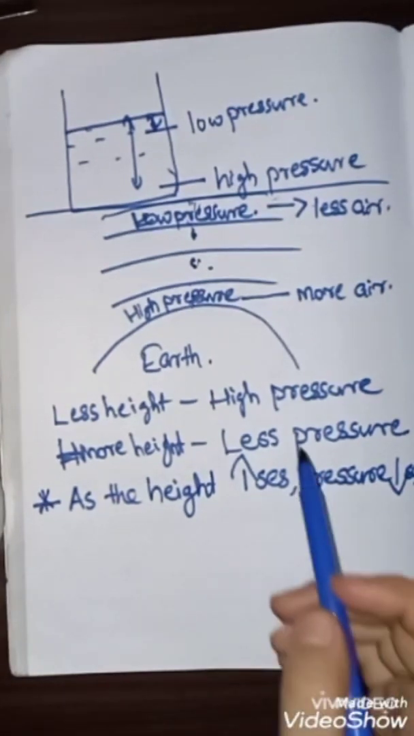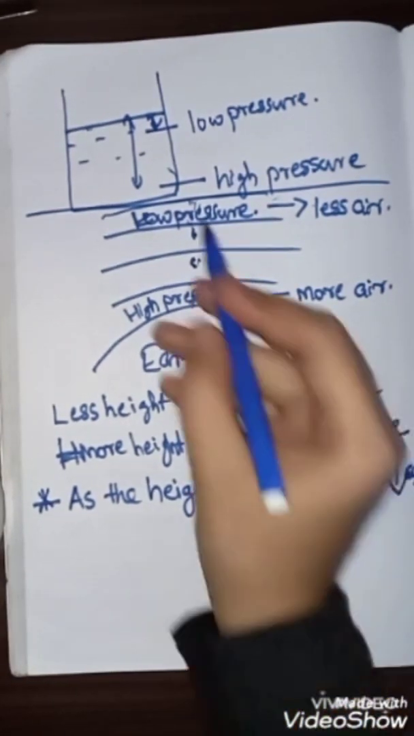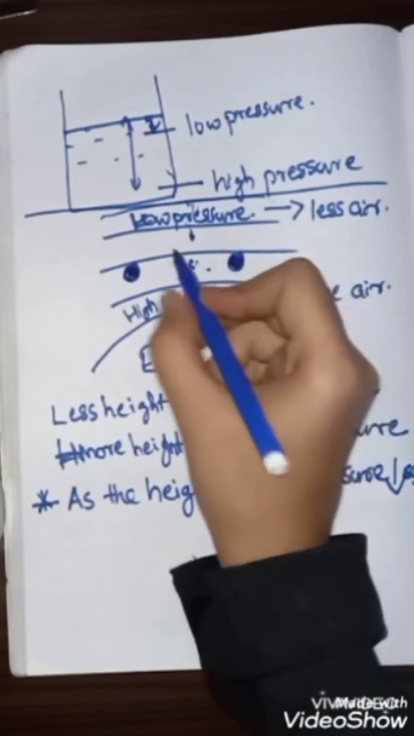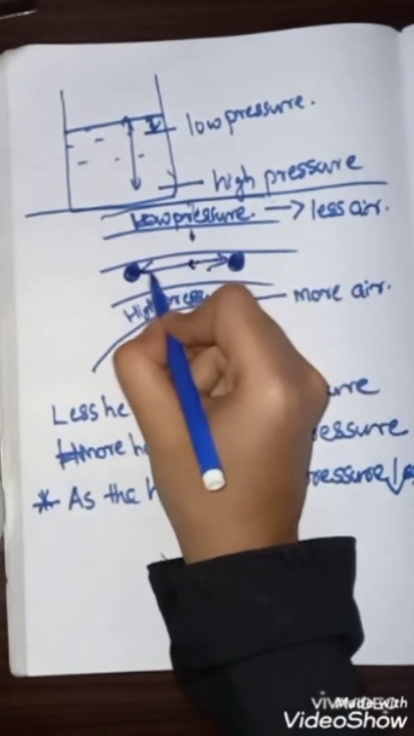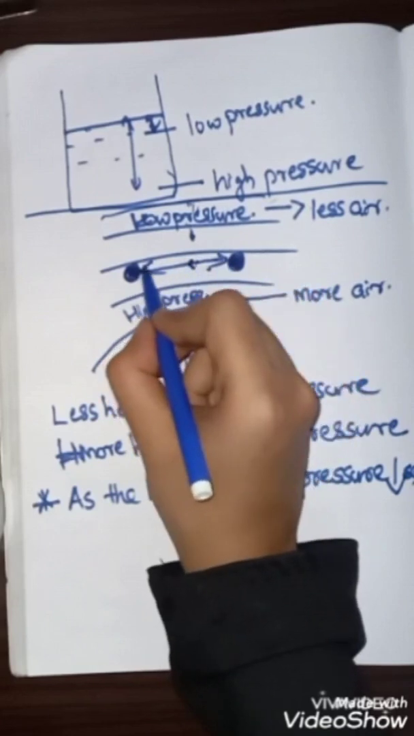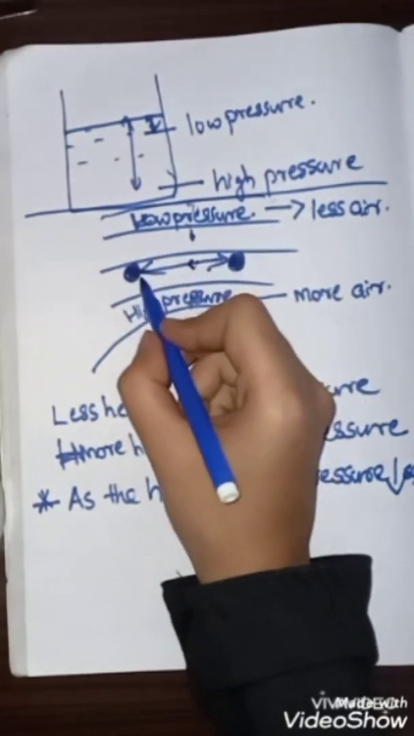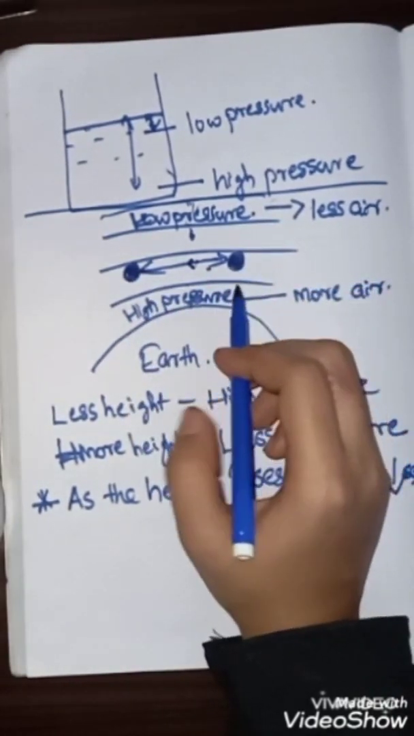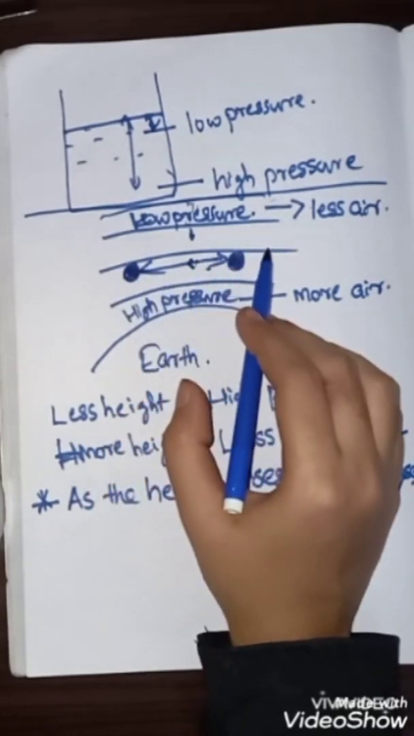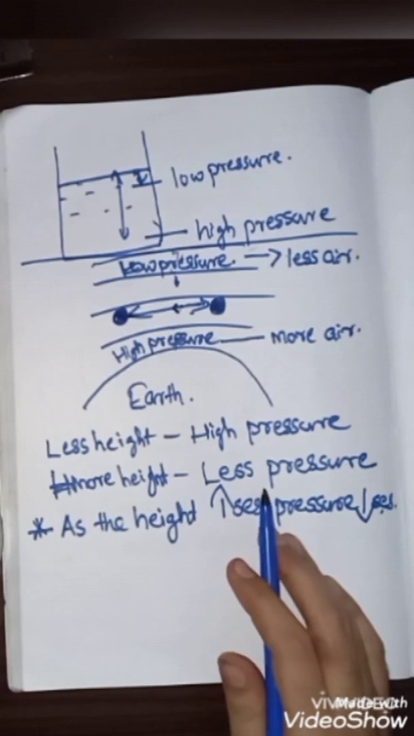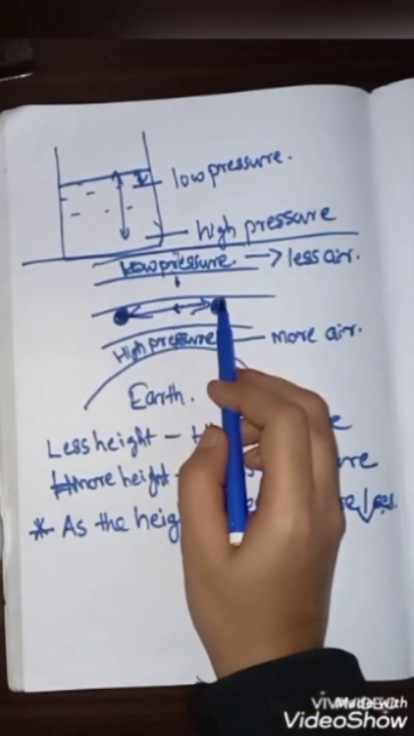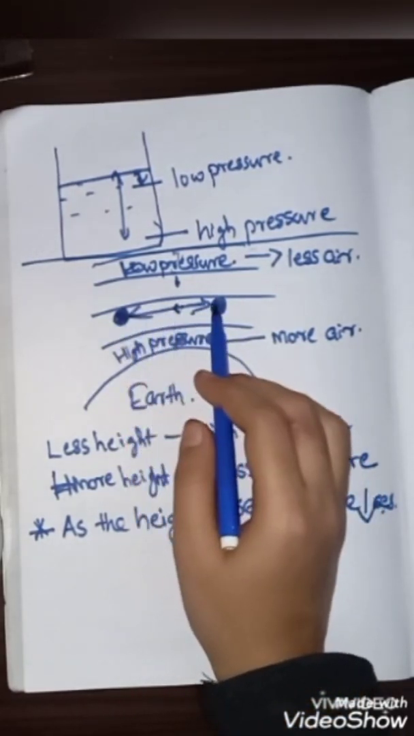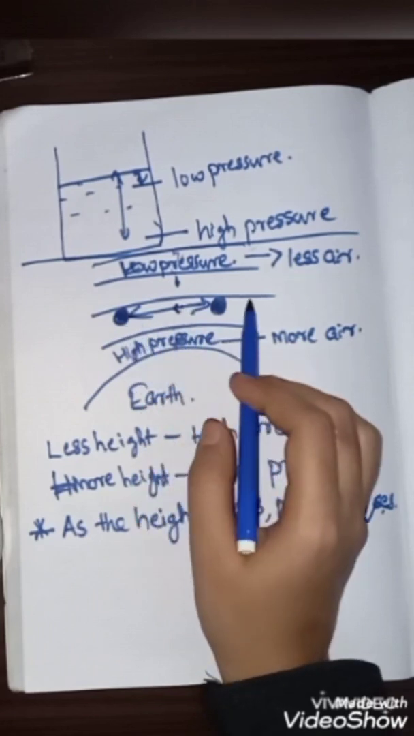Okay, then I take 2 points at the same height. These 2 points are existing at the same height from the earth. Then what will be the pressure of these 2 points? That is, when we take 2 points at the same height from the earth, these 2 points exert equal pressure or equal atmospheric pressure.